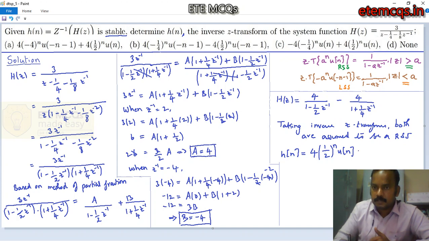Next term is minus 4 again. Again it should be a right-sided sequence. Since you have 1 plus 1 by 4, a is minus 1 by 4. So you have minus 4 into minus 1 by 4 the whole power n into u of n. So this is your h of n.